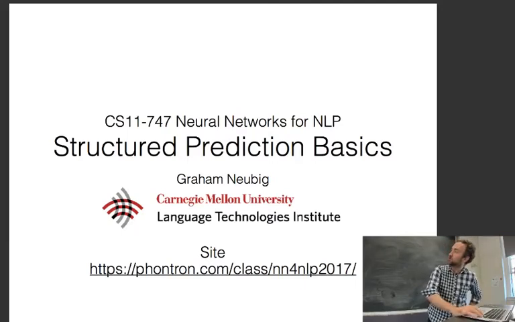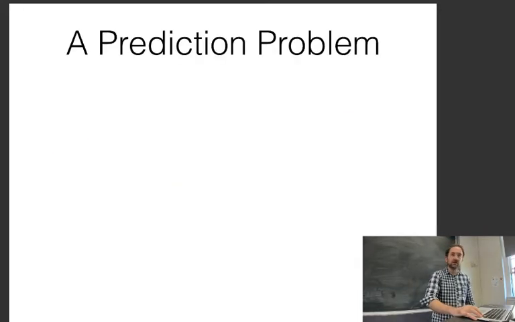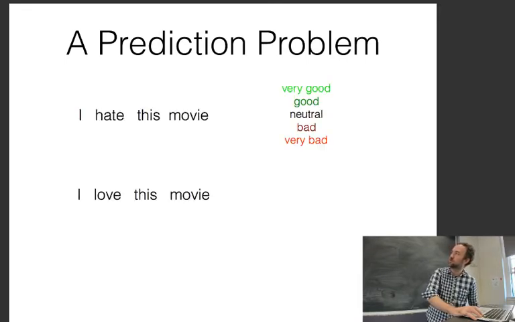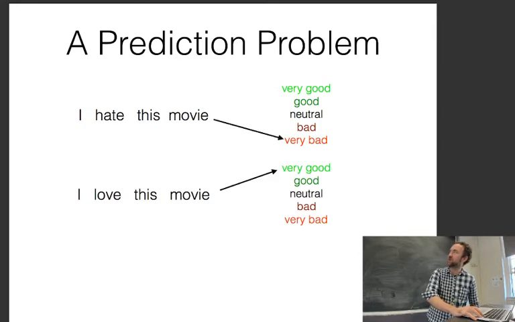So this time I'm going to talk about structured prediction. And this is very important in natural language processing tasks because maybe most of the tasks we're interested in doing are structured prediction tasks. One of the prediction problems that I've been talking about all this time is where we take "I hate this movie" and "I love this movie" and predict very bad or very good. This is one type of prediction task we can make.